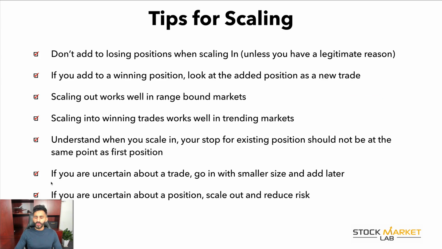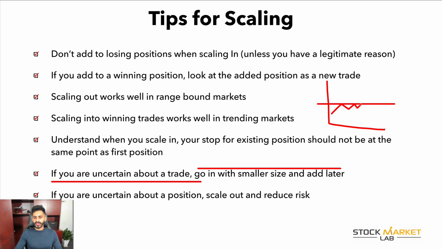Next, if you are ever uncertain about a trade, go in with smaller size and then add later. If you see a stock that looks like a great setup, but doesn't look like the best setup, and you're kind of uncertain, you're kind of iffy, and you want to buy 1,000 shares, don't go in with 1,000 shares. Size down, buy 250, right? Buy 500, buy even 100, just to feel out the trade, right? Either or, do any of these.